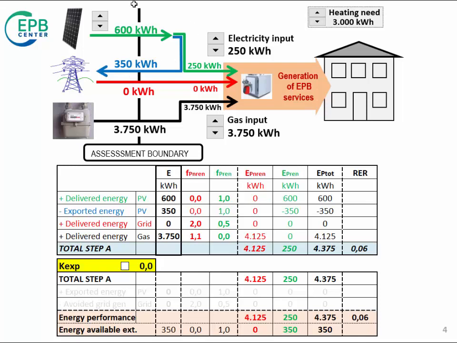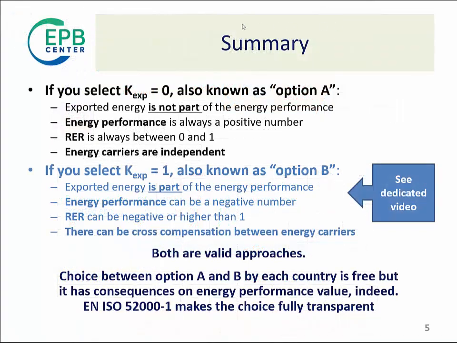For example, the excess PV electricity in this case cannot compensate the use of natural gas. This is a consequence of selecting option A. The video on option B will show that it may happen when selecting this option. And here is a brief summary.